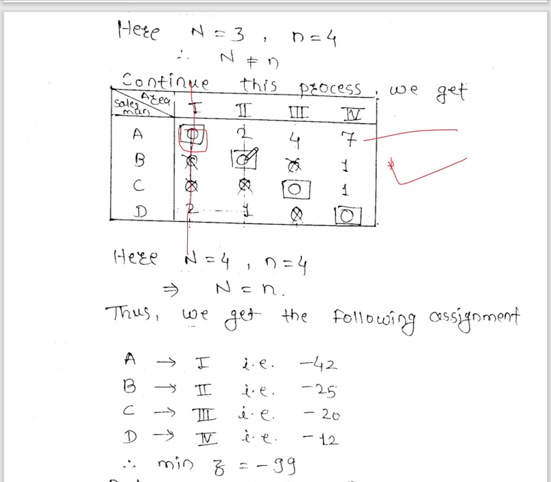Okay, there are two zeros, so therefore we cannot make a zero assignment here. In the third column there are already two zeros, therefore we cannot make the zero assignment. In the fourth column there is only one zero, so we can make a zero assignment here and cross the column. In this way we get the number of lines, that is n equal to 2, and the order of the matrix, that is n equal to 4.